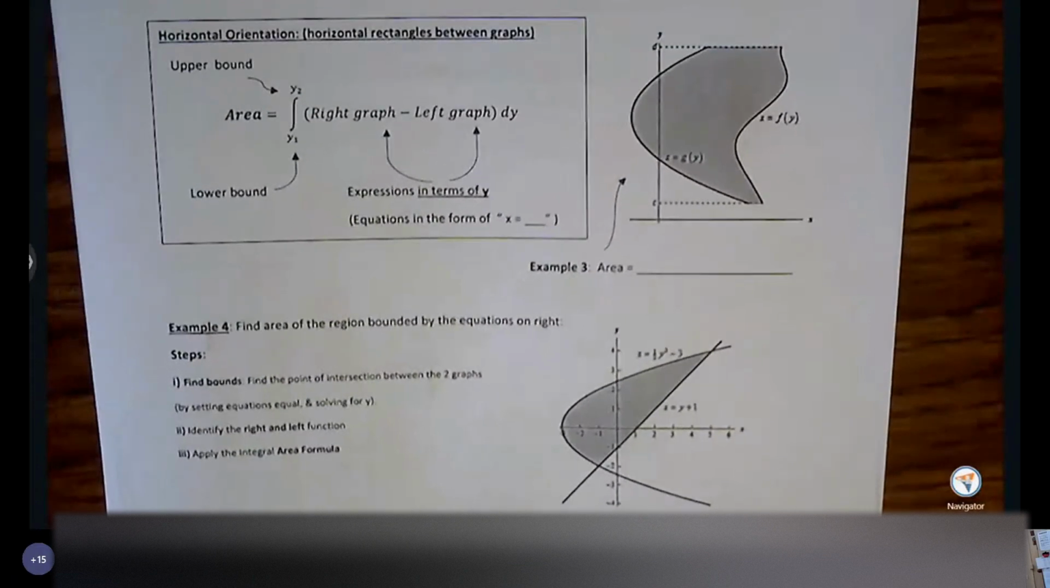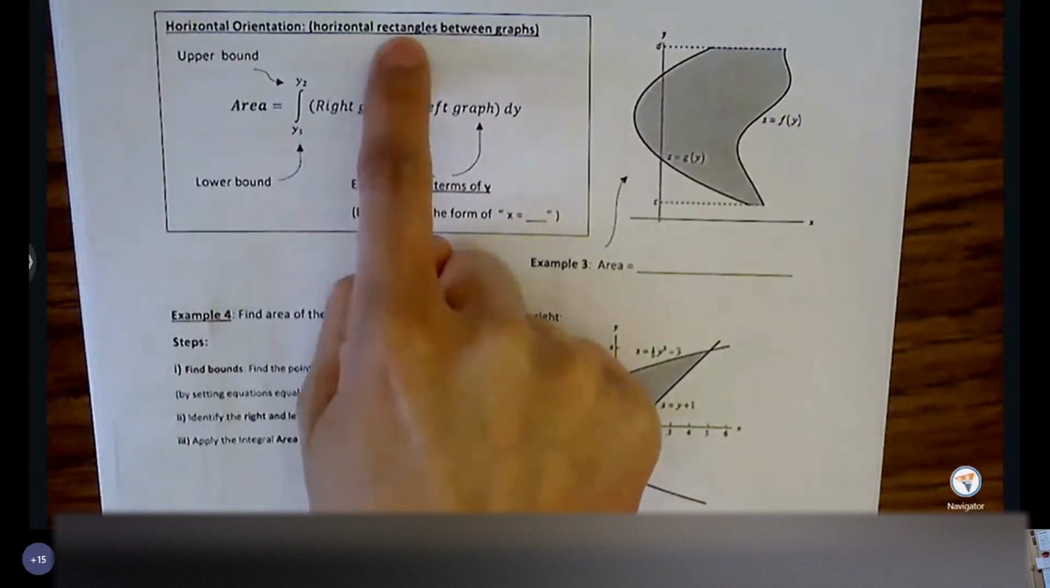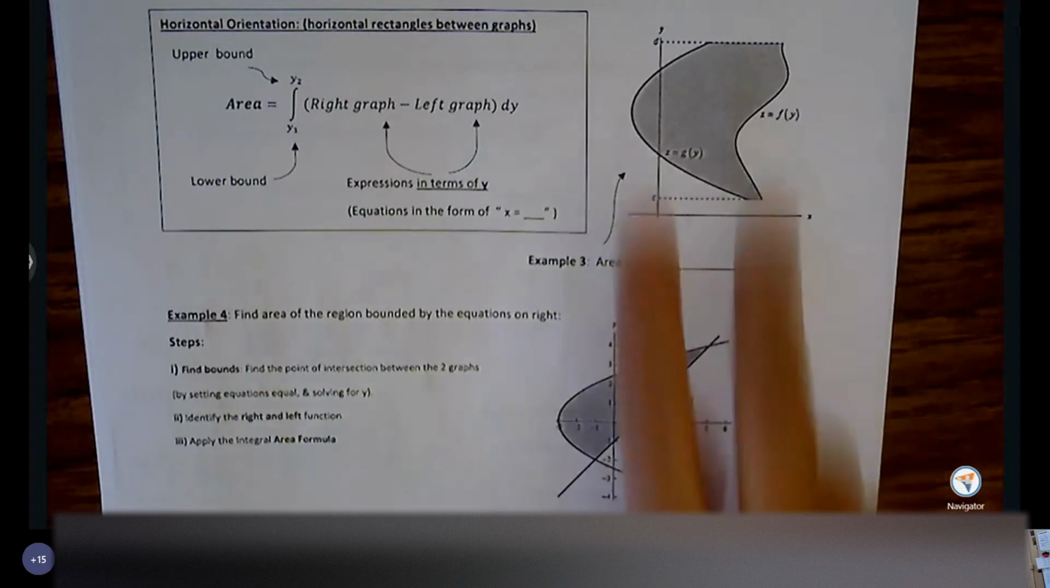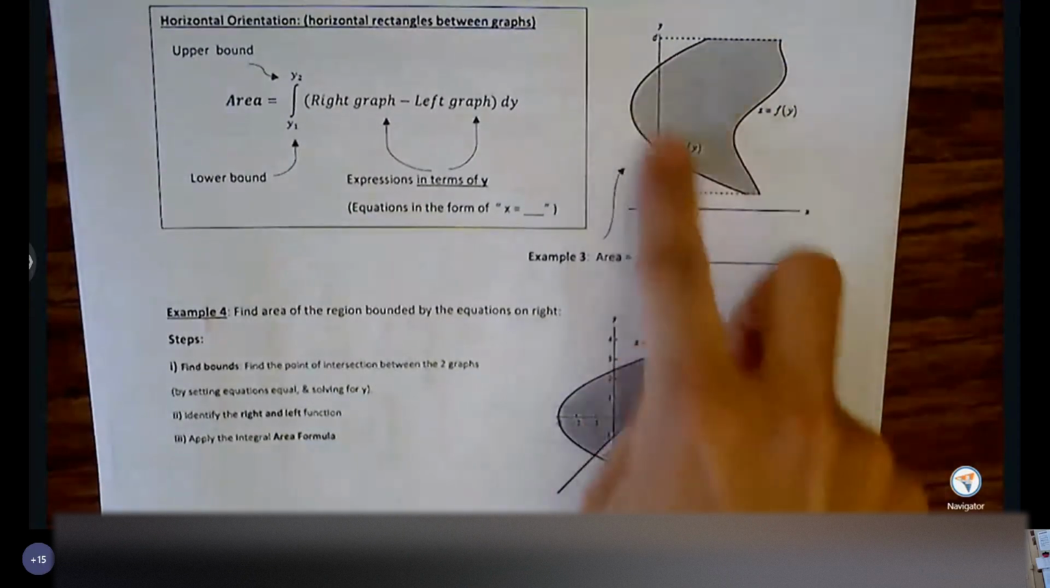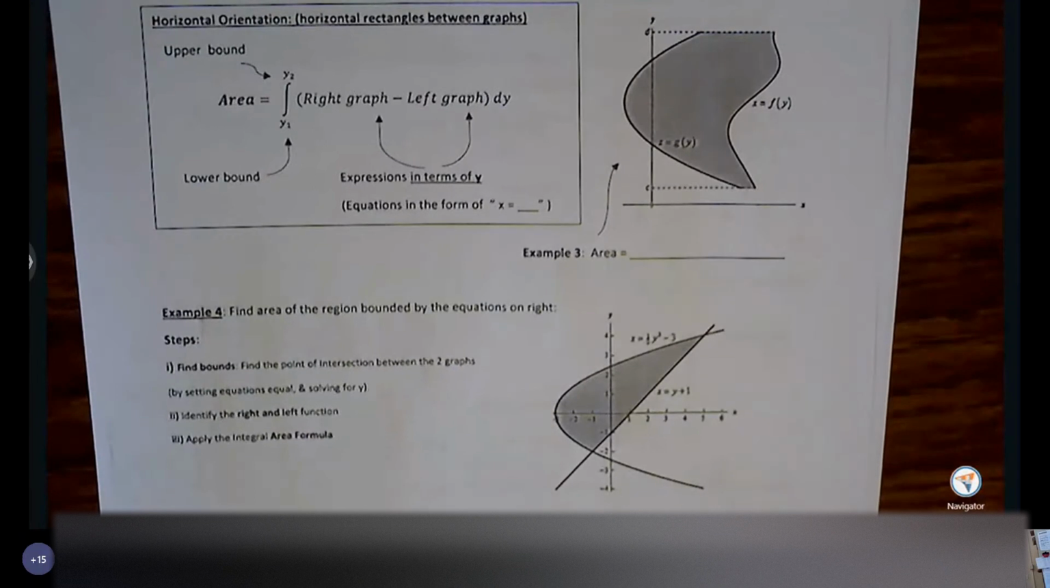Now we're looking at 2 graphs that may not necessarily be functions. And if that's the case, we are still going to find the area between the 2 graphs, but the orientation is no longer going to be vertical rectangles. Now we're going to be thinking in terms of stacking horizontal rectangles above each other, not to the left and to the right of each other. So you can tell that these graphs are not functions, right? These graphs do not pass the vertical line test. So we have to adjust our equation a little differently.